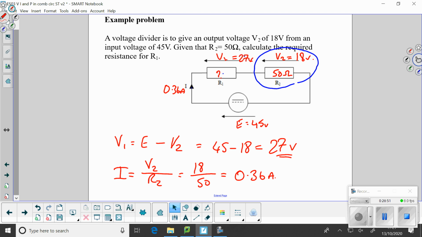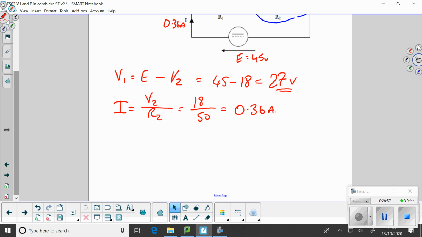For R1, we need that to drop 27 volts. So we've got current, we've got volts, we can use Ohm's law: R equals V over I. That is 27 over 0.36, which equals 75 ohms.